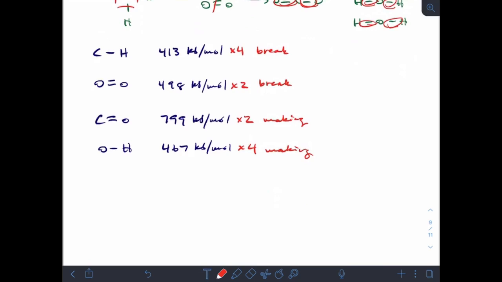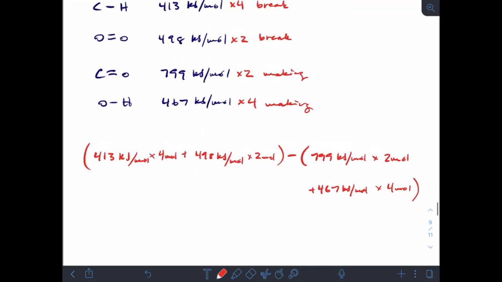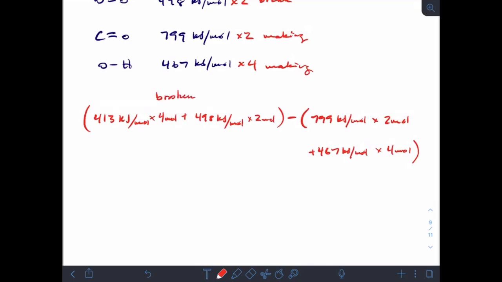I'm going to take the sum of my breaking, so 413 kilojoules per mole times 4 moles of bonds, plus 498 kilojoules per mole times 2 moles of bonds, minus 799 kilojoules per mole times 2 moles of bonds, plus 467 kilojoules per mole times 4 moles of bonds. This is our bonds broken minus our bonds formed. We should come out with an answer for the delta H of reaction of negative 818 kilojoules.